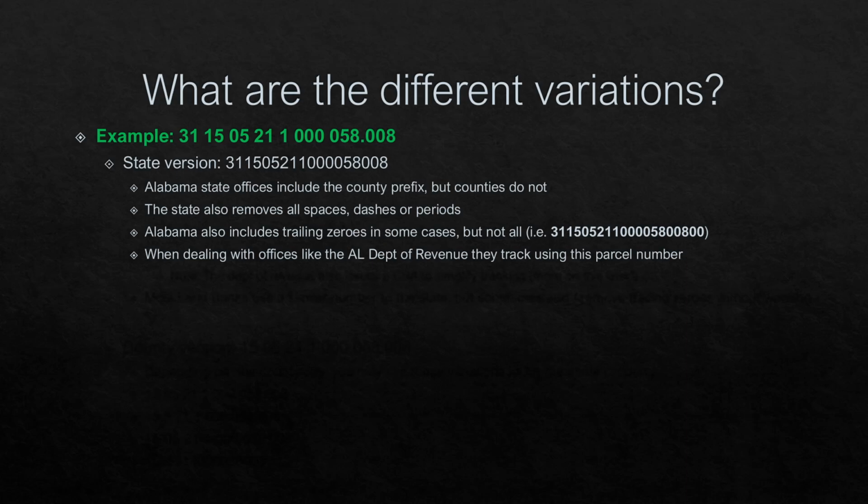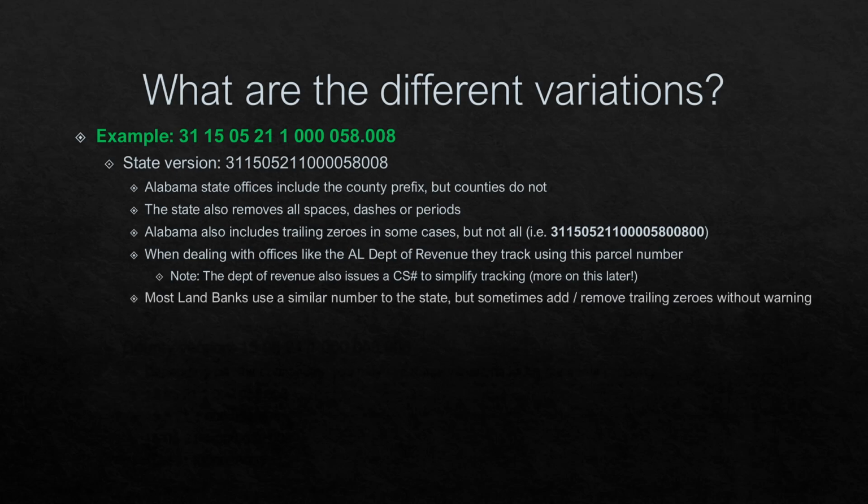So yeah, the Department of Revenue is going to track using this number, but as a side note for later in the video, they also use a CS number to simplify tracking. Definitely want to use that number if you're going to call the county. I'm going to talk about that more later in the video. And as I mentioned earlier, most land banks use a similar number to the state.